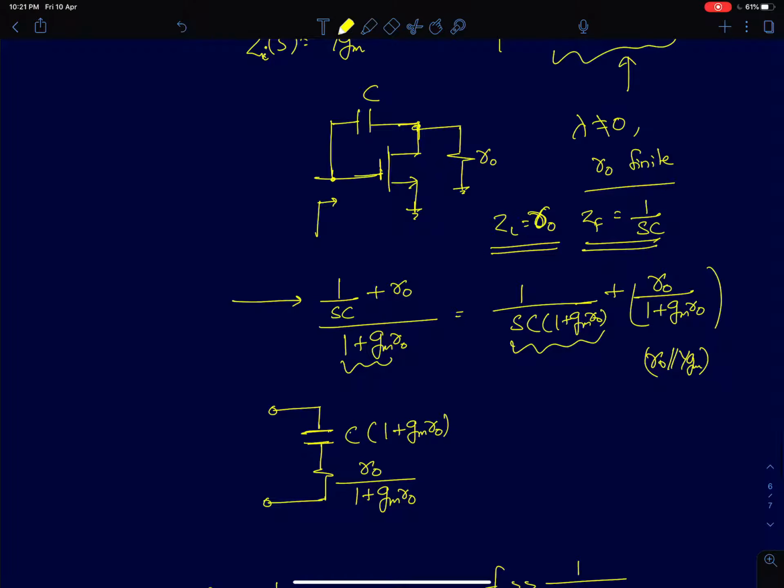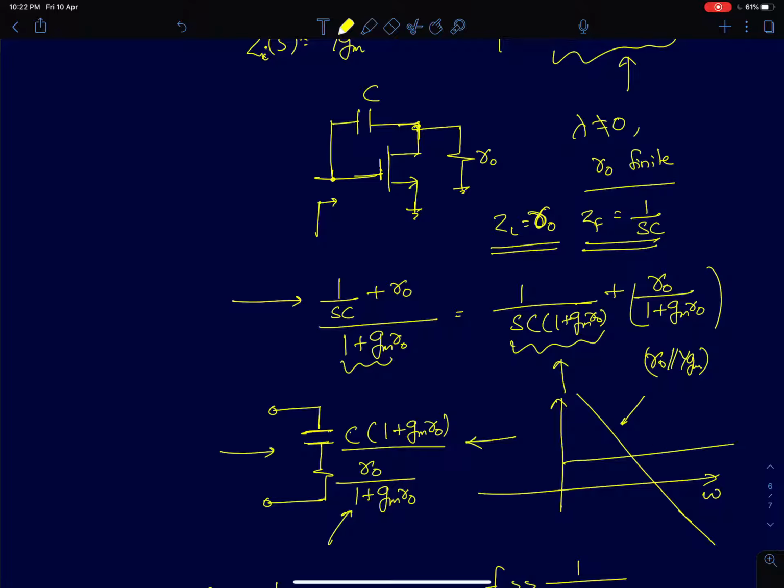Now if you see, this is nothing but a capacitor and resistor in series. The capacitance value is C into (1 plus GM R0), and the resistor value is R0 by (1 plus GM R0). So now it's a series capacitor. If there were only a capacitor, the impedance as a function of frequency, plotted on a log scale, would just go down linearly at 20 dB per decade. But now, since it's a series RC circuit, the resistive impedance is independent of frequency, given by R0 by (1 plus GM R0), which means the overall curve is going to look like this.